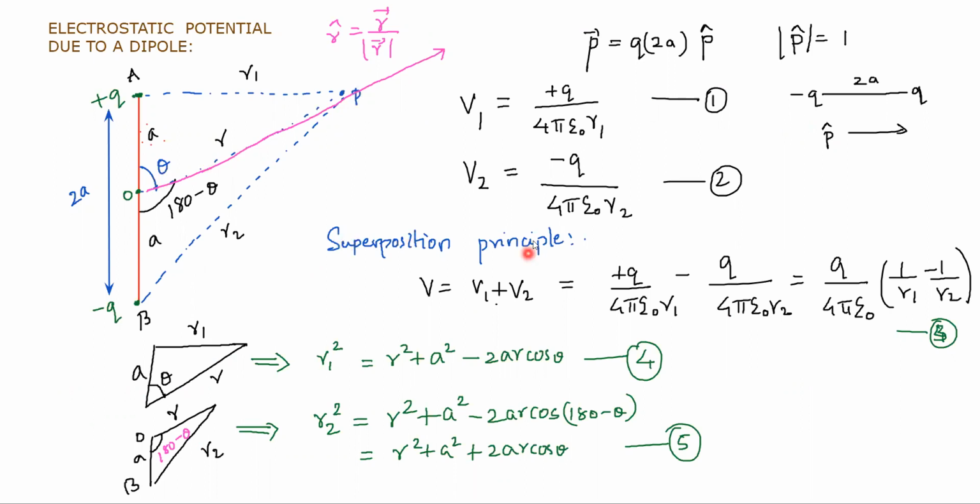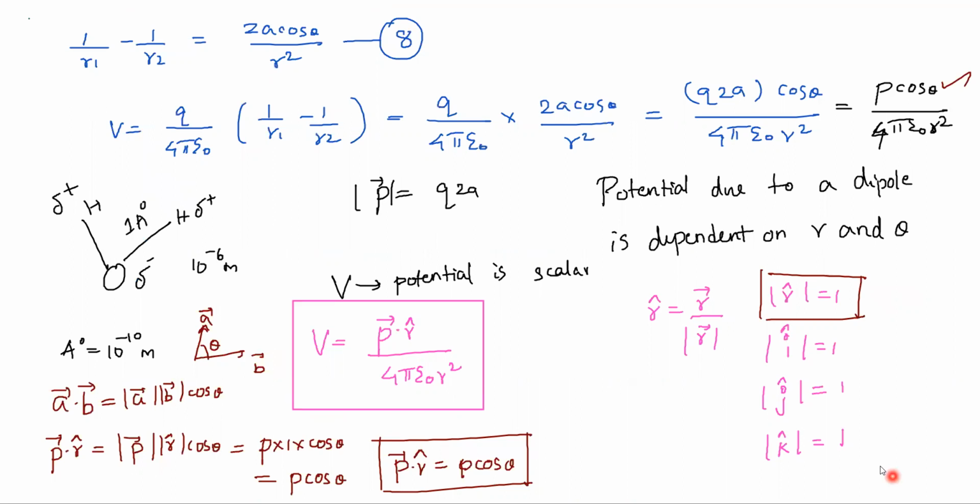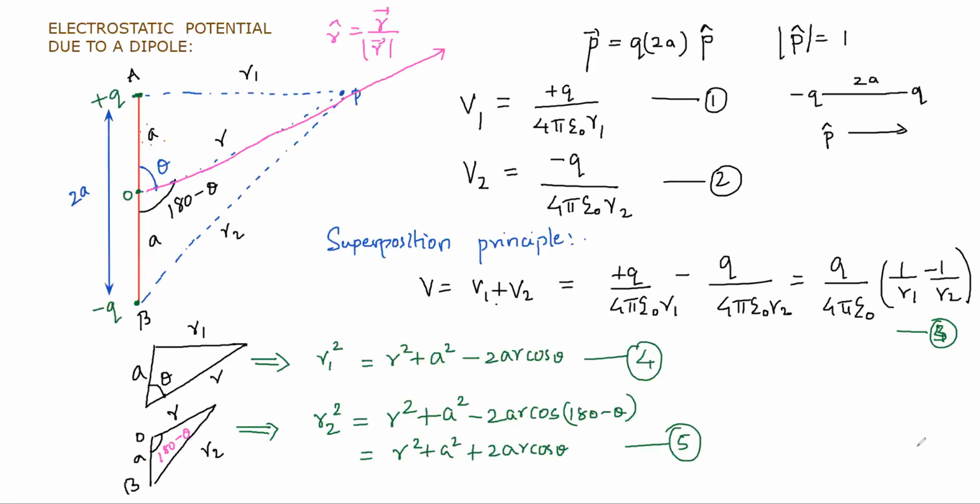Now let us calculate the potential at an equatorial point. Equatorial point means a plane perpendicular to the dipole. That's an equatorial plane, and a point along that particular plane is called an equatorial point. Let's calculate the potential at this particular point and the bottom point. Let us redraw the dipole. Let us consider a positive charge similar to this: plus and minus q, length 2a, and the point B.